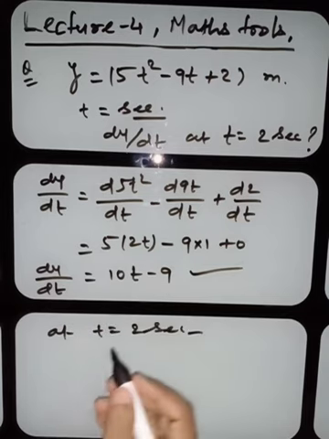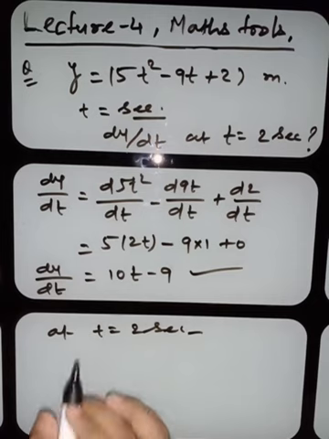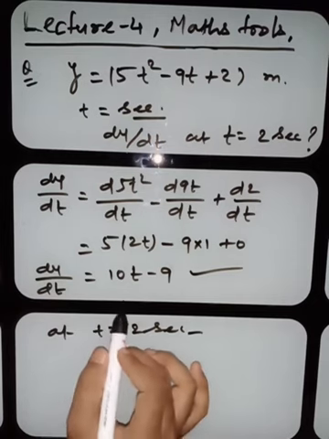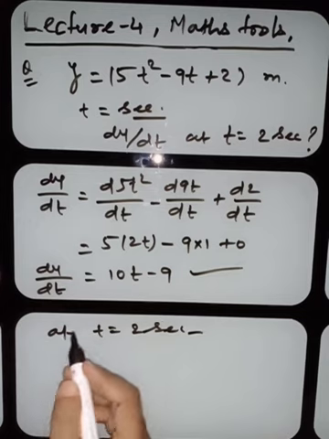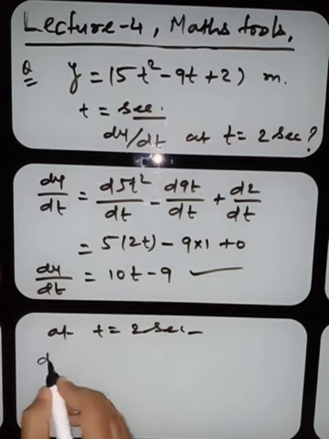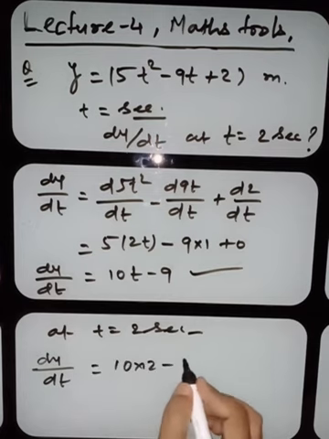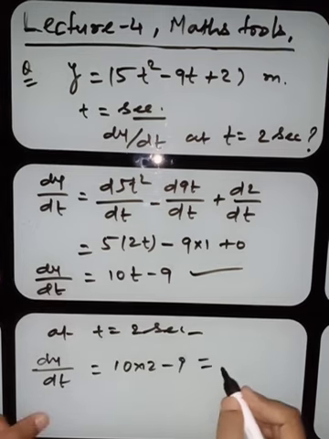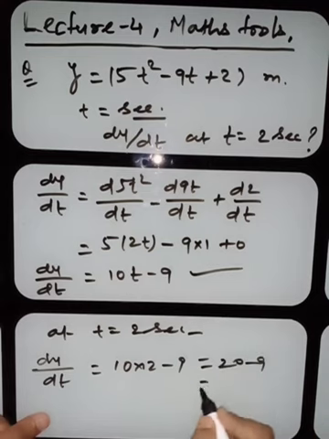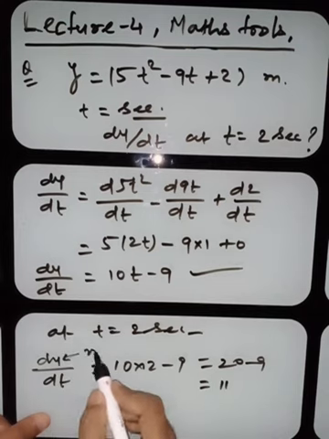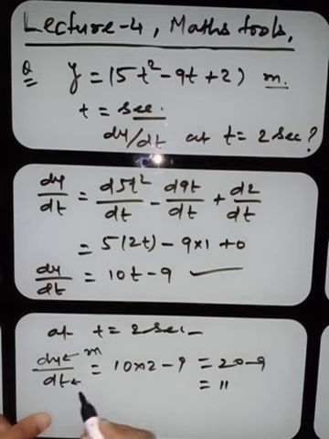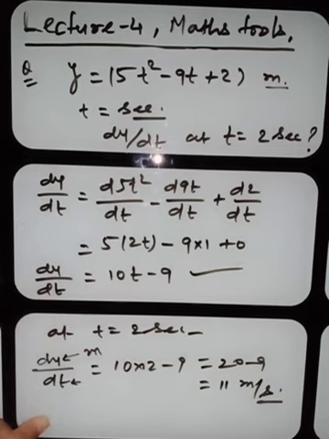Then very simple, na? Just put the value of t. If any function is in terms of t, in dy by dt, then you have to put the value of t here. So dy by dt at 2 seconds will be 10 into 2 minus 9. All right, so it is 20 minus 9, so 11. If y is in meters and time is in seconds, what will be the unit? Actually it is meter per second. Of course, you can see it is the velocity.